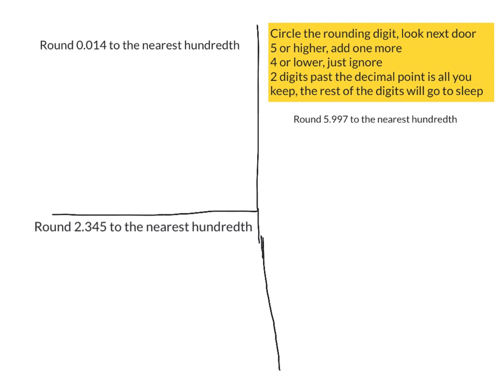So our first decimal is 14 thousandths, and we need to round that to the nearest hundredth. So using our rhyme, we need to circle the rounding digit. Our rounding digit is 1 because the 1 is in the hundredths place, and that's the place that we are rounding to. Then we're going to look next door, which means looking to the right. 5 or higher, we add 1 more, and 4 or lower, we just ignore. Because it's a 4 next door, we're going to just ignore. So that means that we're going to keep the 1 a 1.